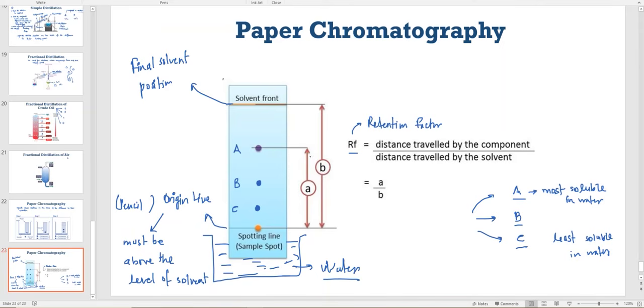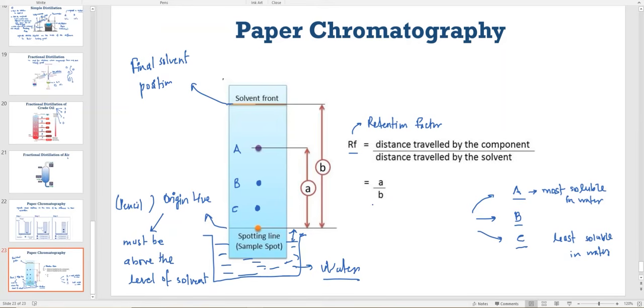You will measure the difference from the origin line to the final position of the dye there. So A over distance traveled by solvent, that was again from the origin line. Do not take it from here. While measuring, do not take it from here. Okay, you'll have to measure both the values from the origin line. The distance traveled by solvent would be this much, A over B. So that's how you calculate it.